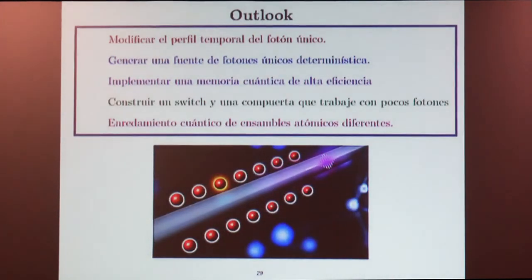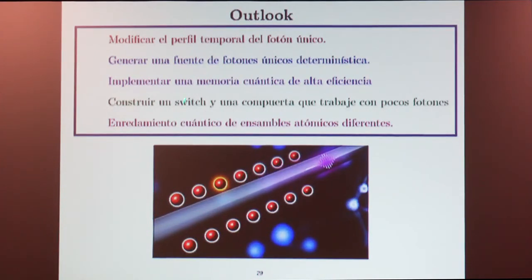So what is next in this particular experiment is I want to shape this photon. Rather than being a Gaussian, I want it to be a really long Gaussian, maybe an exponential decay. And I want to generate a deterministic source of single photons. So I need to do this experiment and, in addition, a quantum memory in order to be storing these photons.